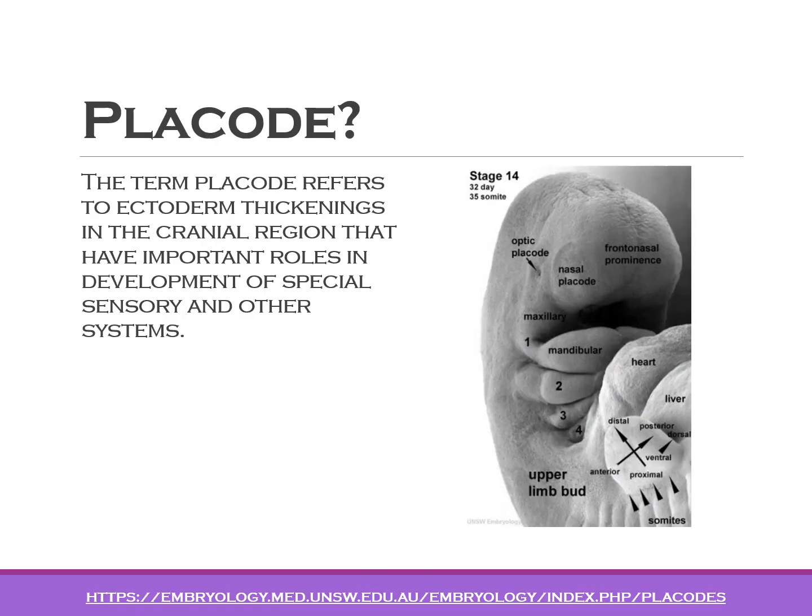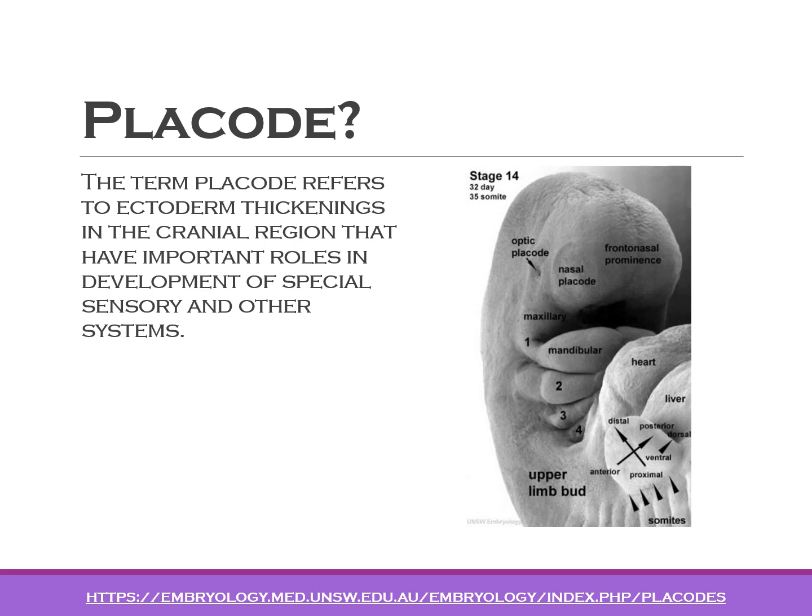Some of you might ask, what's a placode? That's probably not a term that we hear that often outside of the developmental neural world, right? So it refers to ectoderm thickenings in the cranial region that have important roles in development of special sensory systems, and I pulled it from that citation there. It's kind of a cool looking picture there.